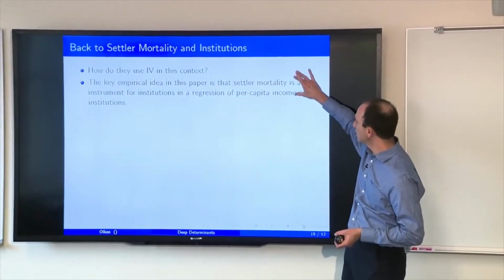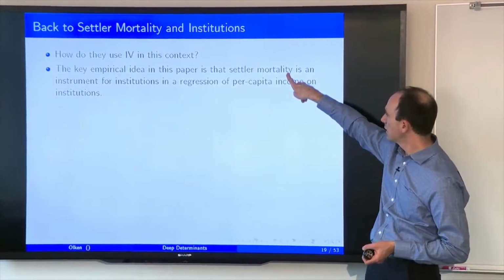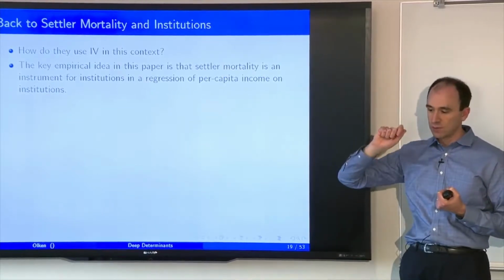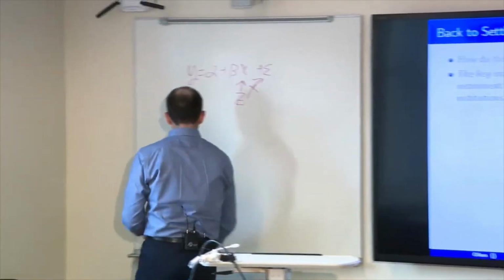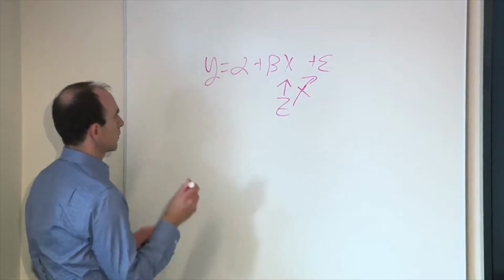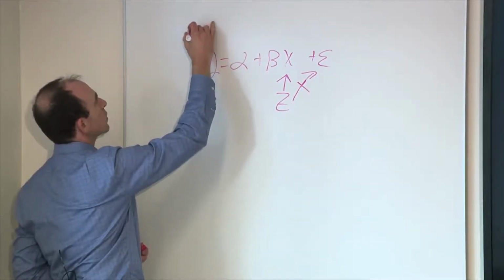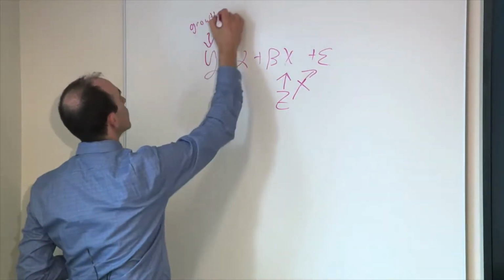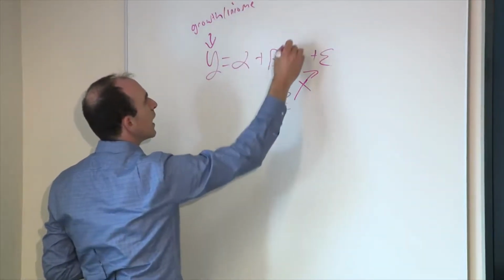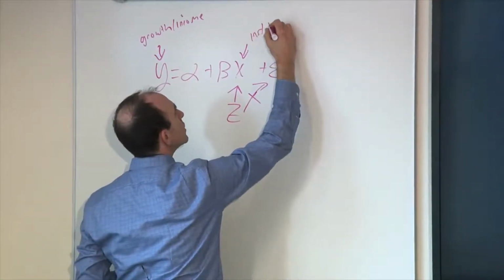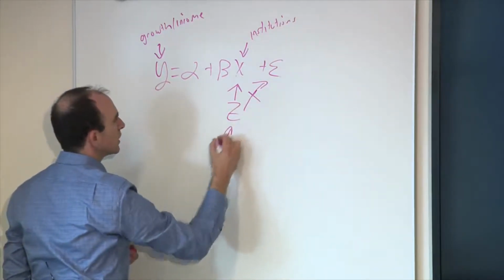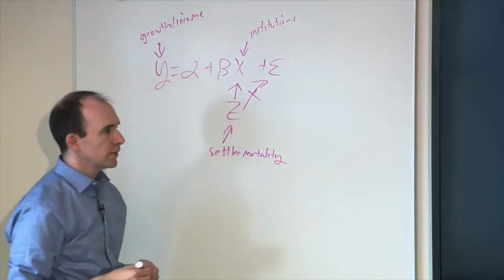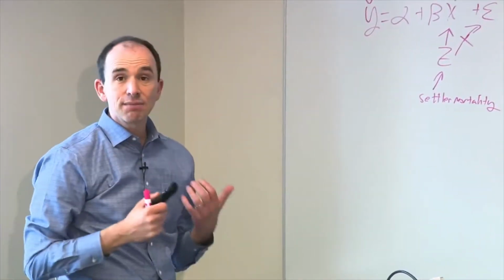So the key empirical idea in this paper is that settler mortality is going to be an instrument for institutions in a regression of growth on institutions. Okay, so going back to this example, the Y is going to be growth or income. X is going to be institutions, and Z, the instrument, is going to be settler mortality. Okay, so that's the key empirical idea of this paper.